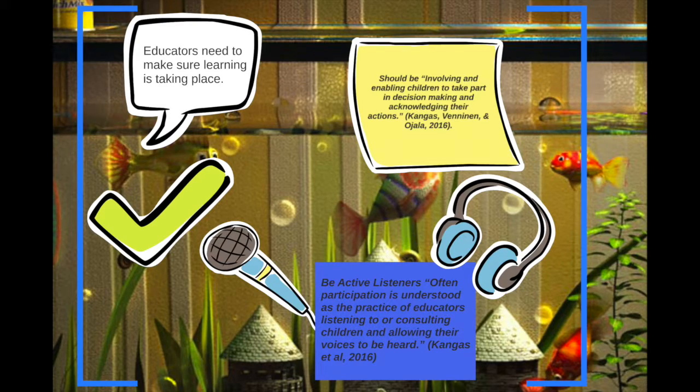A fish cannot swim without water, much like learning cannot take place without a solid foundation. It is important for educators to make sure that they are involving and enabling children to take part in the decision-making and acknowledging their actions. One of the keys to facilitation is to be an active listener, making sure that students understand what is expected of them, and to contribute. Too often, participation is understood as the practice of educators listening to or consulting children and allowing their voices to be heard.